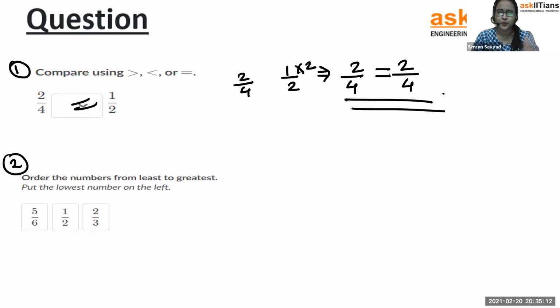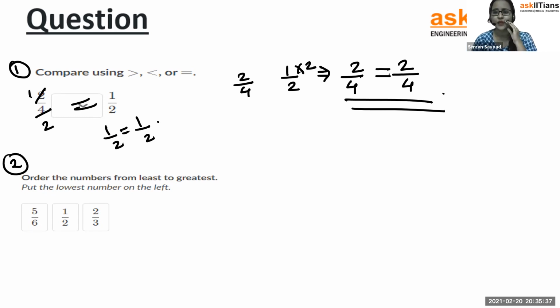One more approach to do this is you can reduce 2 by 4 to 1 by 2, and you can say 1 by 2 is equal to 1 by 2. Did you understand how to compare? Simply get the LCM, make the denominators the same, and then compare the numerators, which is less than, greater than, or equal to, and you can solve accordingly.